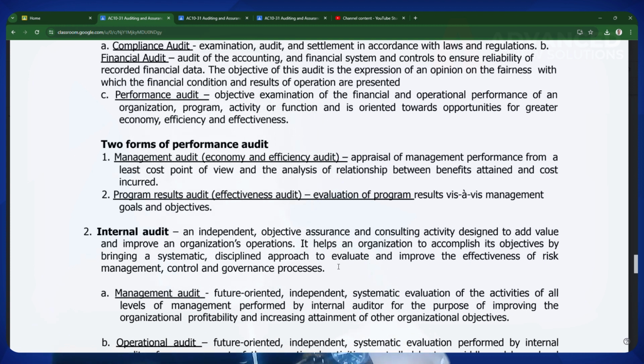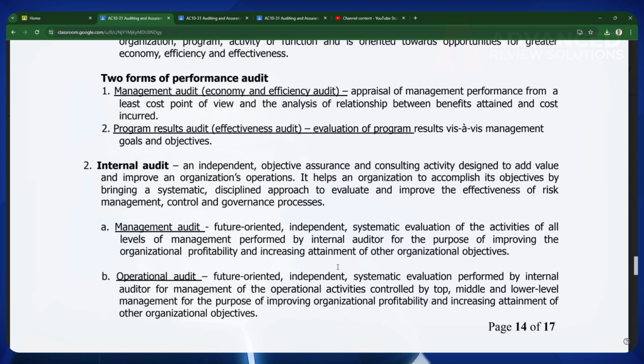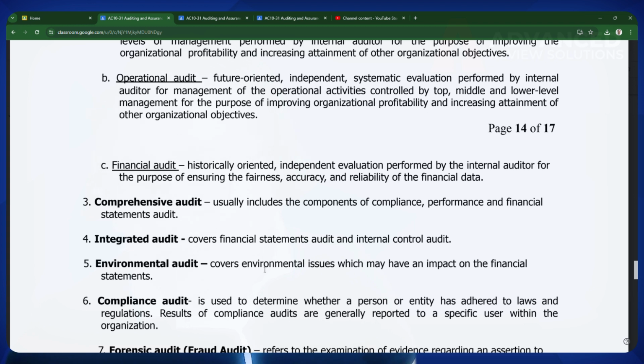Very important here is the internal audit, diba? So, an independent, objective assurance and consulting activity. Ibig sabihin, it will add value because it is part of your company. Yan. Same pa rin. Management audit, future-oriented, and operational audit based on your operations. Okay? And also, we have our financial audit. So, class, if you notice, napakadaming audit naman.